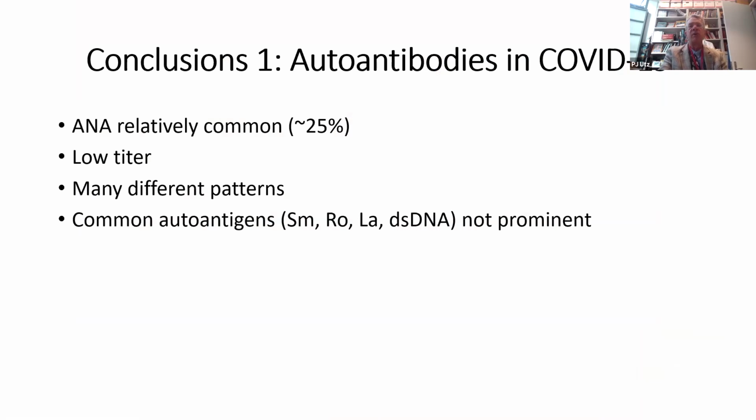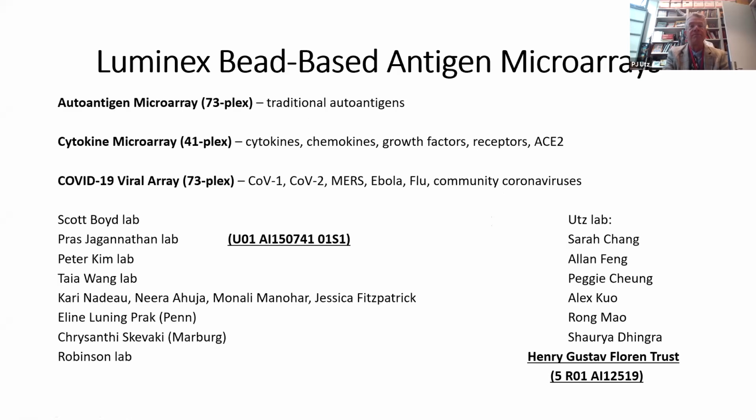So the conclusion from the first part of this talk is that if you're screening patients using really good CLIA level assays, only about a quarter of patients are going to have an ANA. This is probably high. It's definitely higher than you would expect in a general population, even in an elderly population, which is the hospitalized population in general. They tend to be low titer. They have all kinds of different patterns, including patterns that we don't see really commonly. And then the common antigens that you would test are usually not prominently identified.